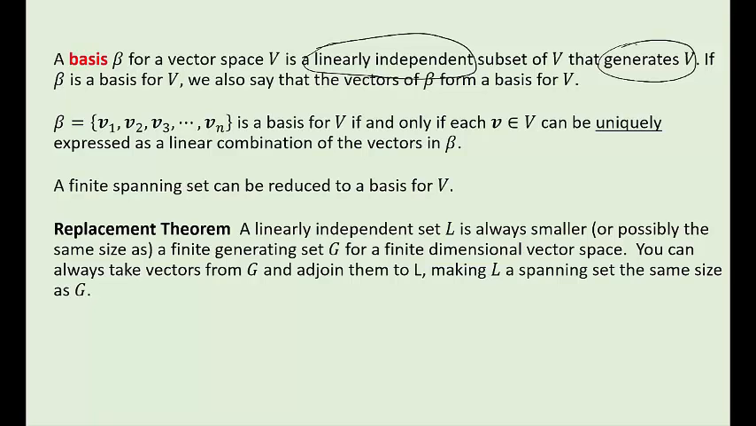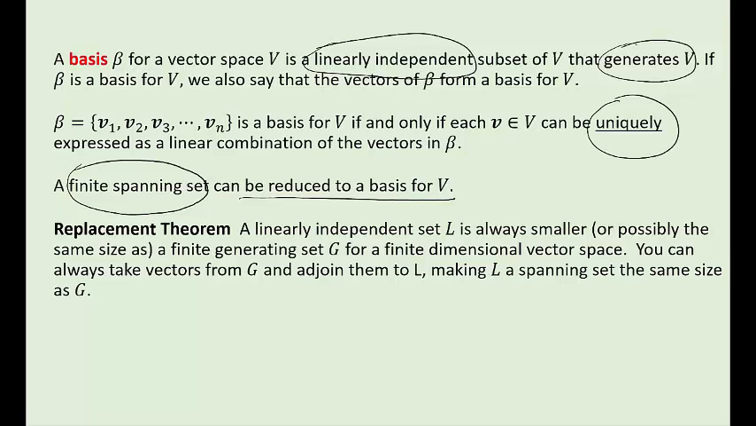We also learned that beta is a basis for V if and only if each vector in V can be uniquely written as a linear combination of the vectors in beta. We learned that a finite spanning set can be reduced to a basis. Every spanning set contains a basis.